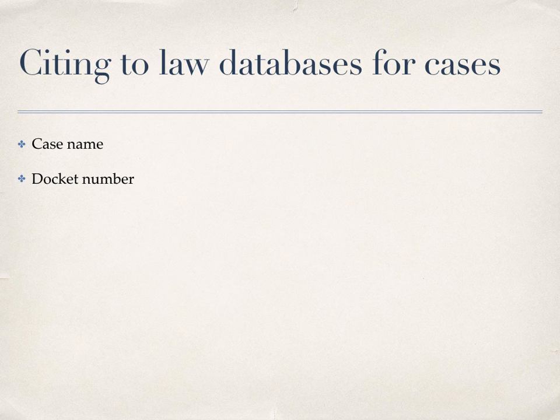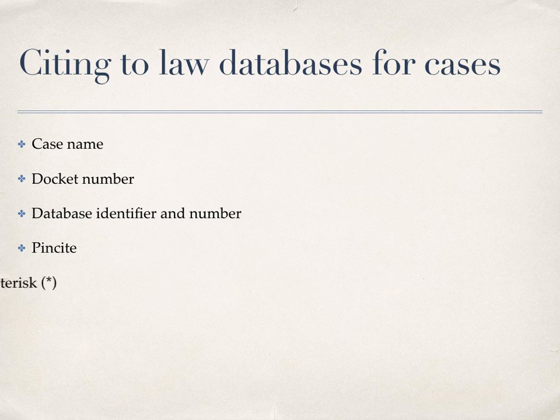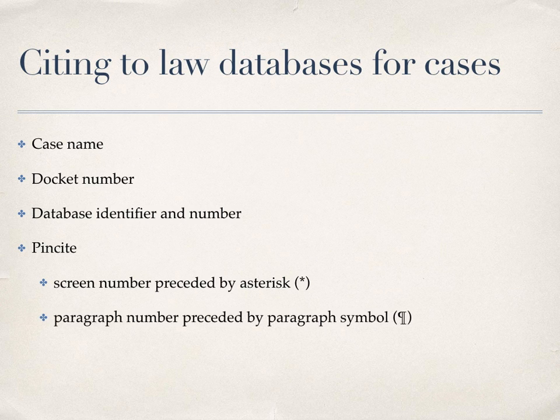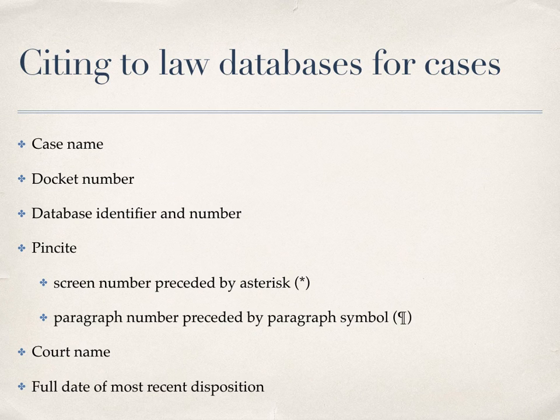You'll also include the docket number, which can be found in the caption of the case, a database identifier and number, which is unique to each database provider, a pin cite, though now we won't be citing to pages, but instead we'll be citing to screen numbers preceded by an asterisk, or paragraph numbers preceded by the paragraph symbol. You're going to provide a parenthetical that's going to include the court name, just as we did for our print sources. And finally, we'll include the full date of the most recent disposition, not simply the year of decision, as we did for a printed case.